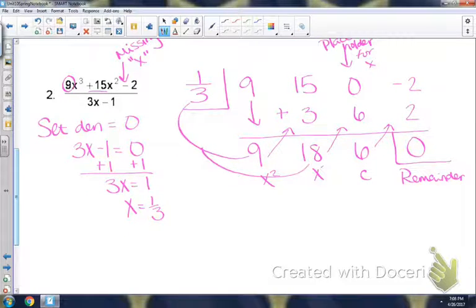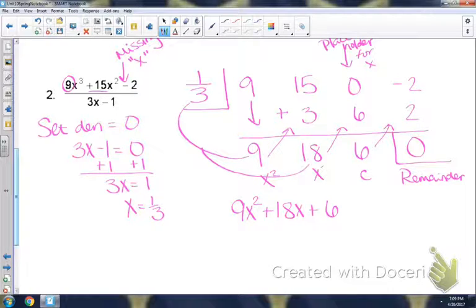Alright, so then we have 9x squared plus 18x plus 6. Notice here our remainder is 0, which means we should not have 0 out of 3x minus 1, because that would just be 0. So you don't need to write anything else for your remainder there, because there's not a remainder.